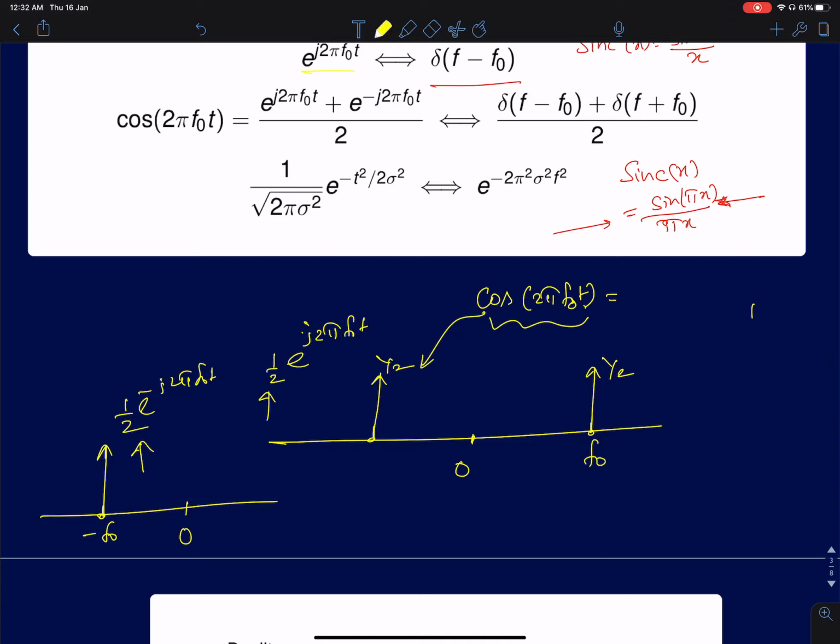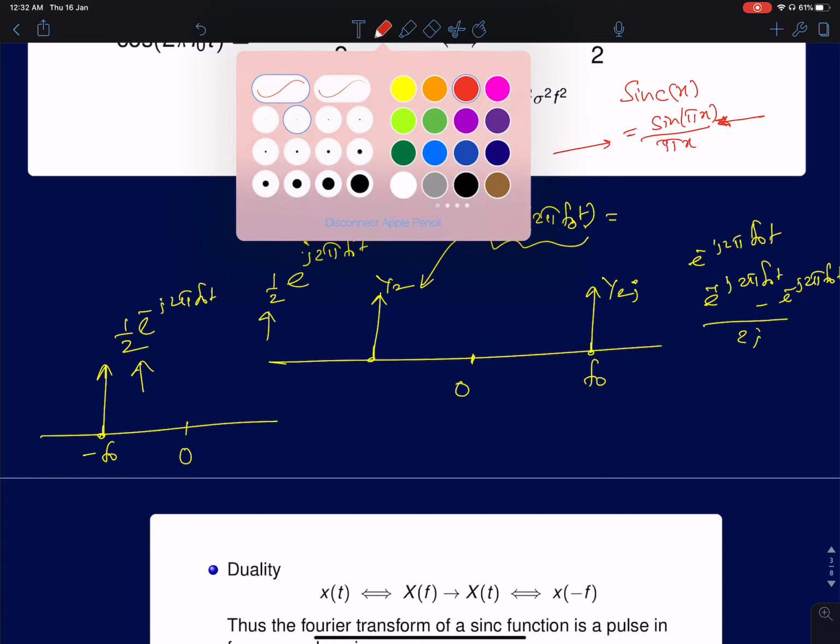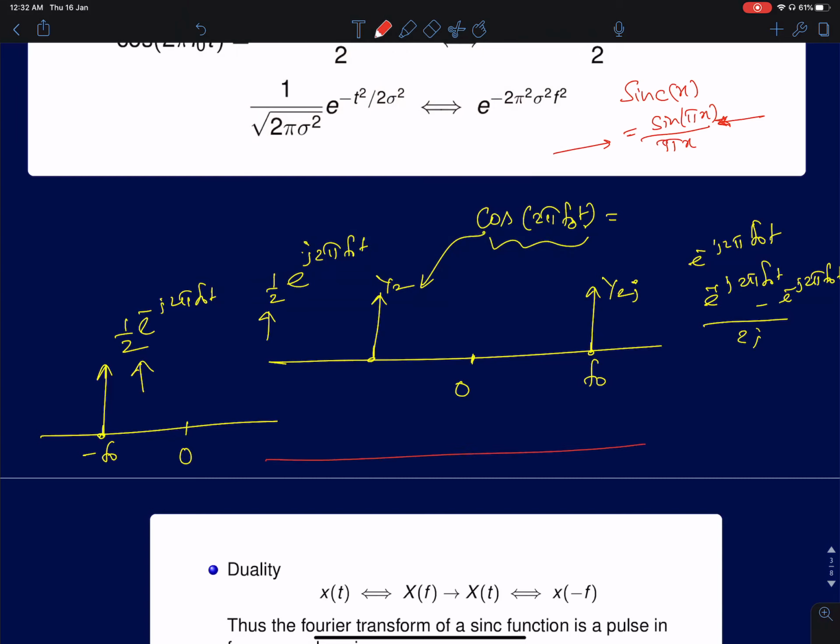So if I want to construct a sinusoid, I need to use e power minus j 2 pi f naught t. You'll have to subtract the two functions, I mean, you'll have to subtract e power plus j 2 pi f naught t minus e power minus j 2 pi f naught t by 2j. So for positive frequencies, I will get 1 by 2j as the coefficient, and for the negative frequencies, I'll probably plot it on a different axis. So this will be 1 by 2j.